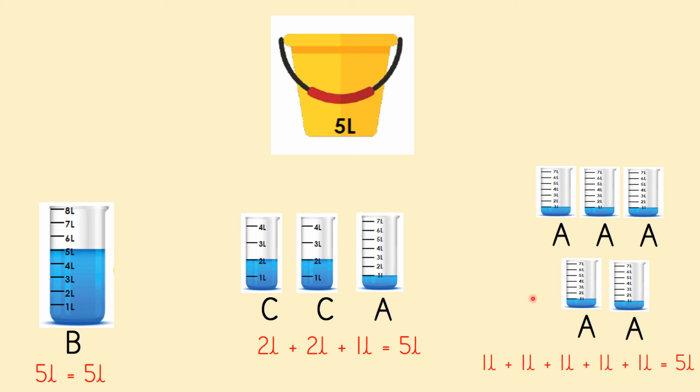Or we could get one of container A, and another, and another, and another, and another, to add up 1 litre plus 1 litre plus 1 litre plus 1 litre plus 1 litre equals 5 litres. Another way we could write that would be 5 multiplied by 1 litre equals 5 litres, if we wanted to use our 5 times tables.